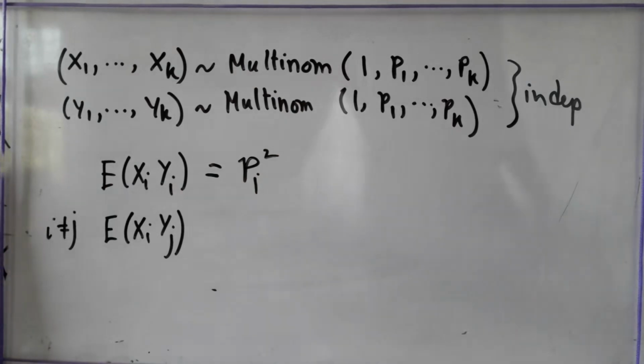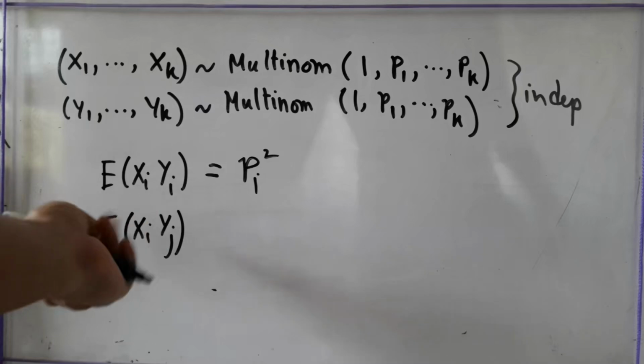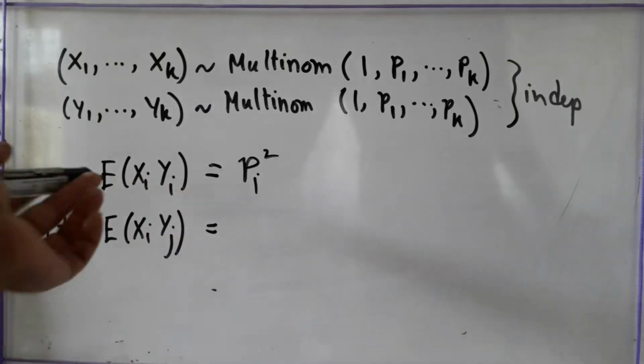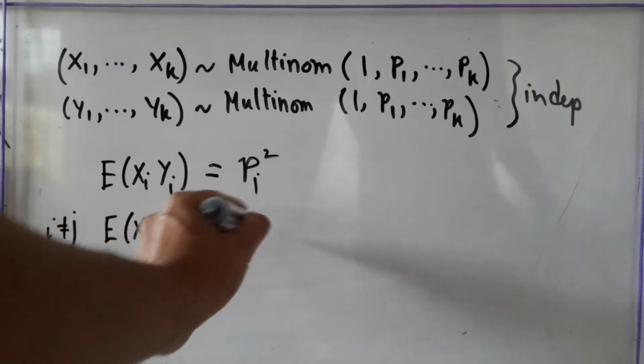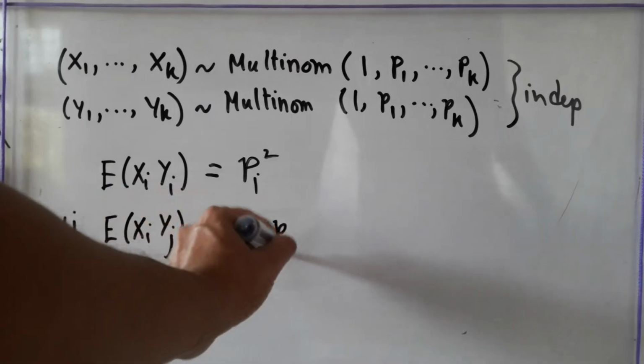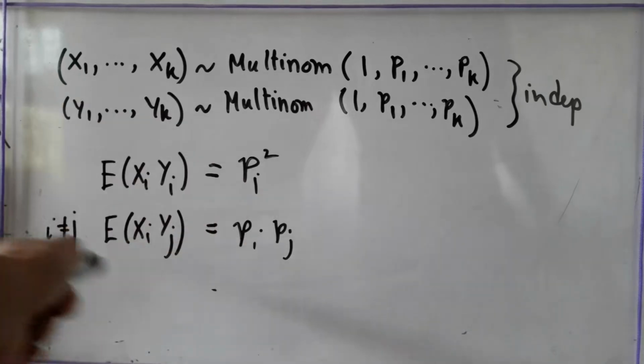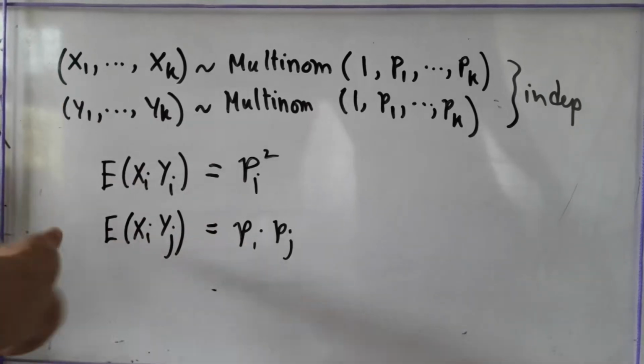Now if i is not equal to j, the argument is very similar. Again, they are independent, so the expectation just splits. This one is 1 with probability p_i, and that one is 1 with probability p_j, so it is p_i times p_j. So both the things are actually of the same form. I might as well drop this condition.